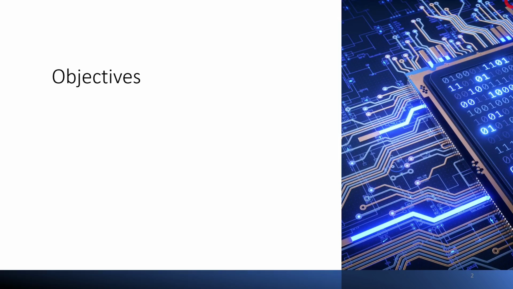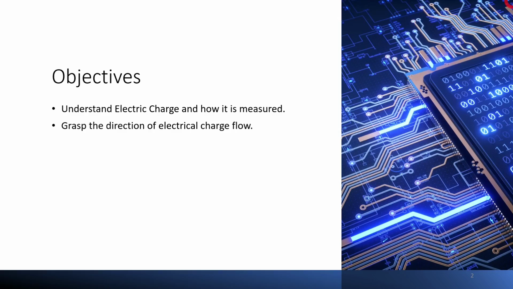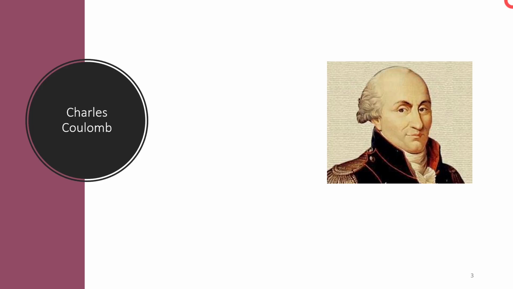We have some objectives in this lesson. First, we want to understand electric charge and how we measure it. We want to grasp electric charge and how it moves within a circuit, which we call flow. We want to know how to calculate an electric charge given a specific amount of electrons.